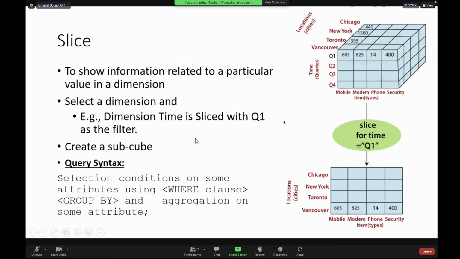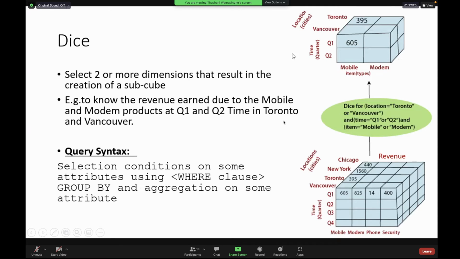Yes, and dice is here. You can see that you can prepare something, you can select, and then create a subcube. Thus you can create a subcube by selecting one or more dimensions here. So you can use the syntax like this: the select condition on some attributes using the where clause, and group by aggregation on some attribute. Okay, so then you will get the final dice, the cube.